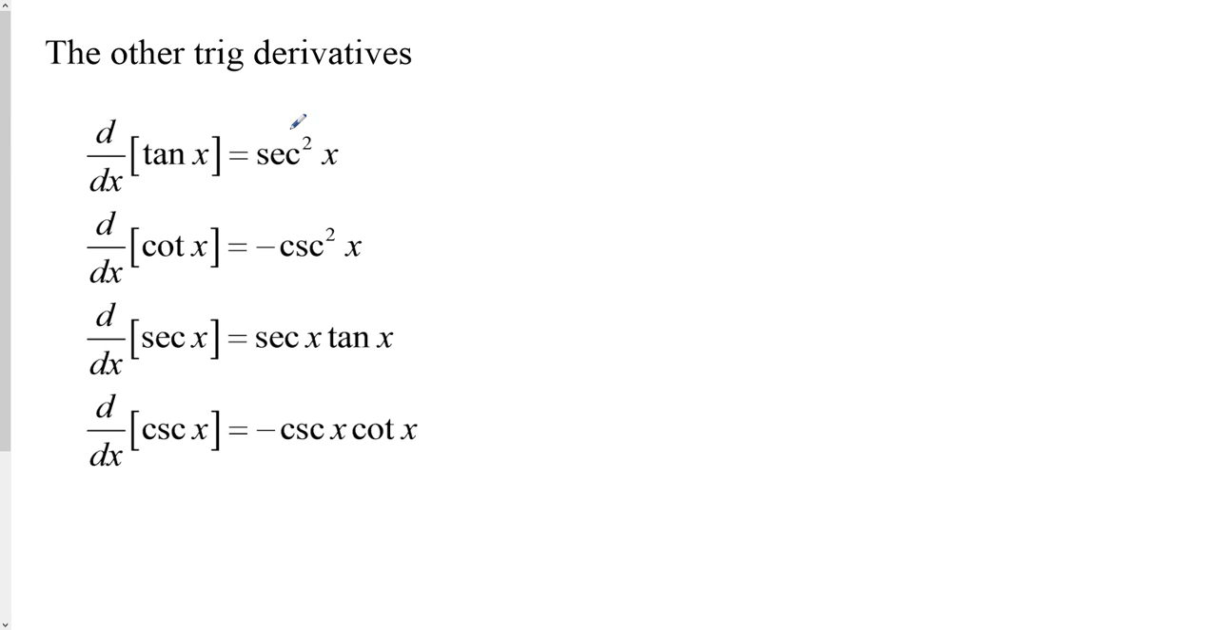The derivative of tangent x is secant squared x. The derivative of cotangent x is negative cosecant squared x. The derivative of secant is secant x tangent x. And then the derivative of cosecant x is negative cosecant x cotangent x. And so those are derivatives that you probably need to put into your long-term memory for the AP Calculus test.